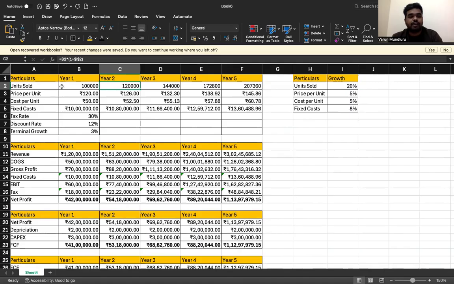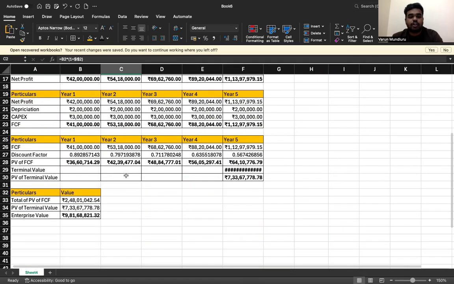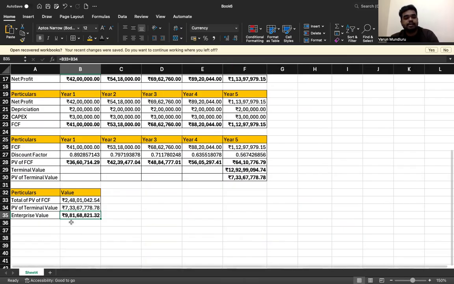Now see, as I have changed the value from 10% to 20%, the values started changing starting from year two of the first table and all the way till the enterprise value. Now, as you see, the enterprise value has increased from 6 lakhs 96 crores 98 lakhs in the previous scenario to the current scenario where the value is 9 crores 81 lakhs.